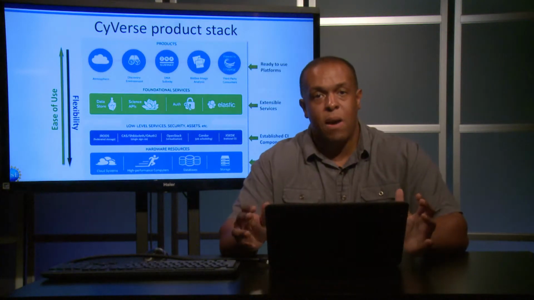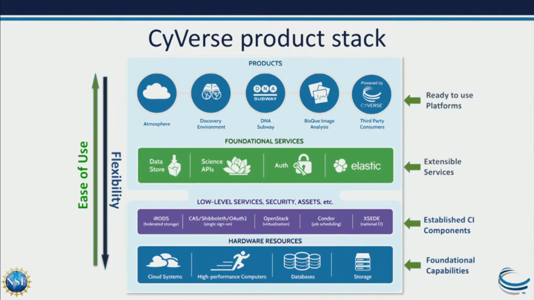So this diagram gives you a quick overview of the CyVerse product stack. On the top layer are what we call the products. So these are the things that you as a user are most likely going to come to us and find. You access these over the web, whether it's cloud computing or web-based bioinformatics platforms. We have a variety of projects, and we're going to talk a little bit about them in the next few minutes, and then I'm going to go right to the demos.